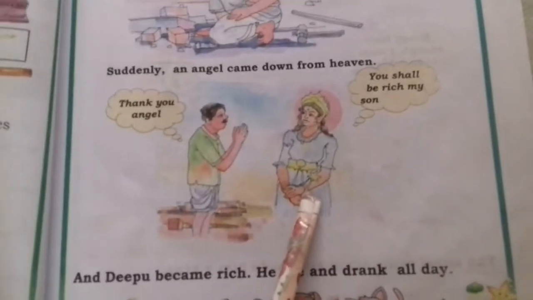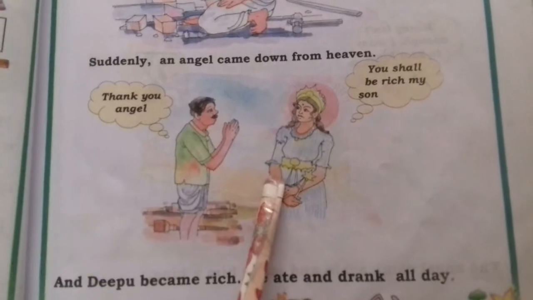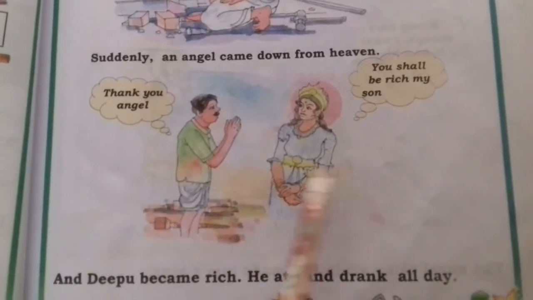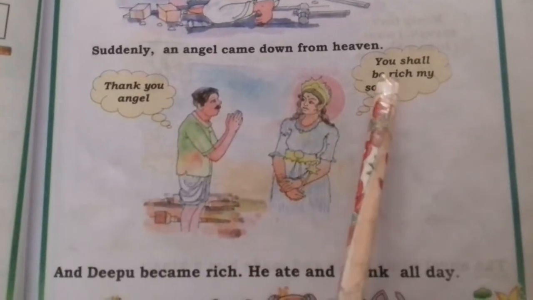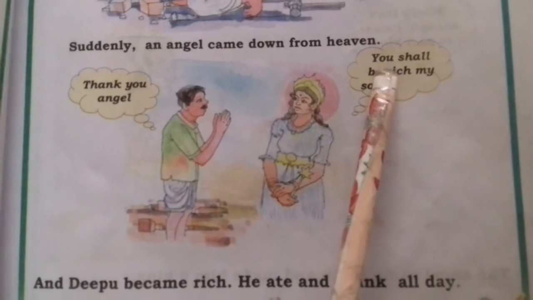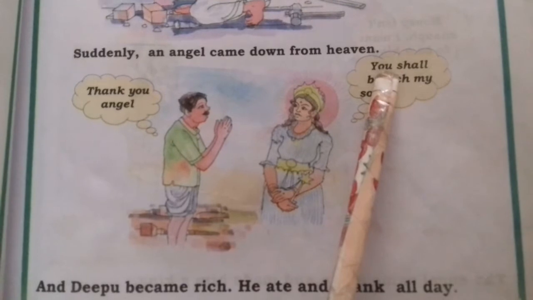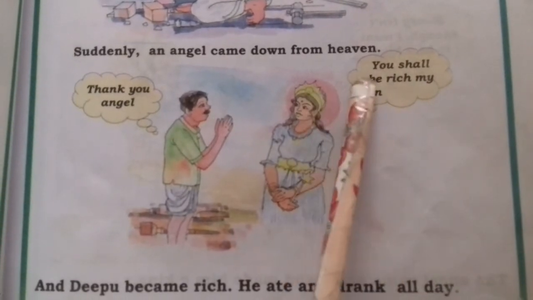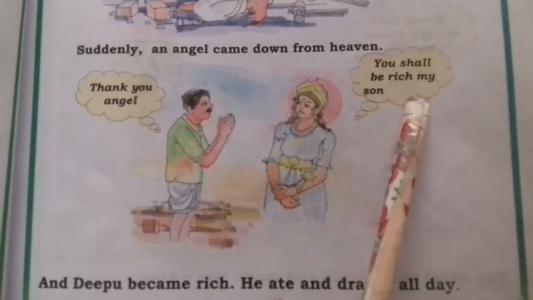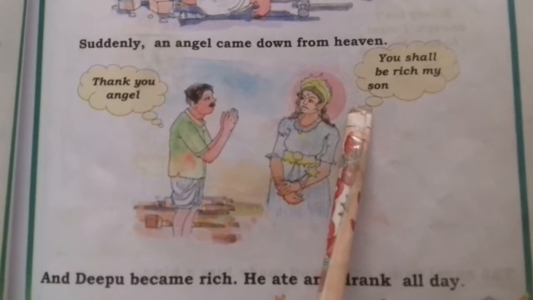The angel appeared before him. Okay, the angel came down and appeared before him. And what did the angel say? Look at this. The angel heard him saying, I want to be rich. And the angel said, you shall be rich, my son.